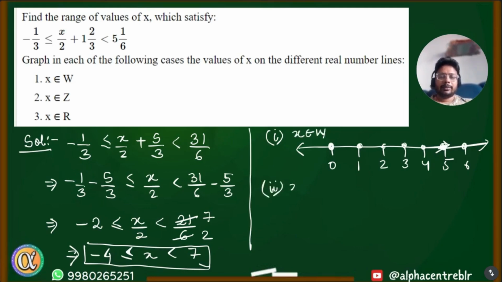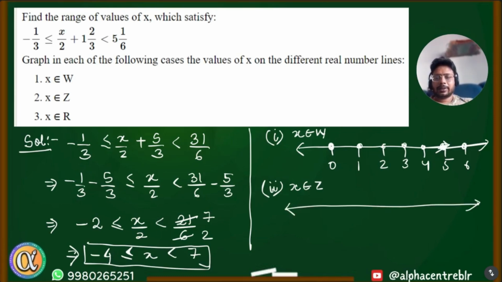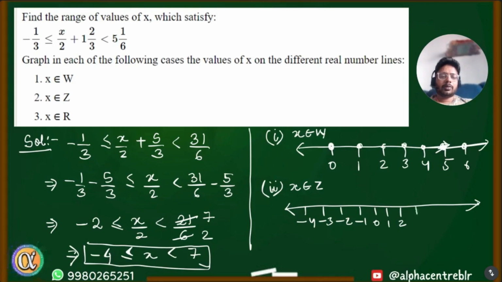Next, x belonging to integers. So for x belonging to integers, we mark all these points and we also include the negative numbers. So starting from minus 4, minus 3, minus 2, minus 1, 0, 1, 2, 3, 4, 5, and 6. And we darken each of these points. Simple. And for the last one, x belonging to real numbers.